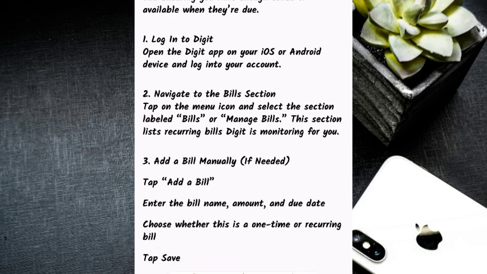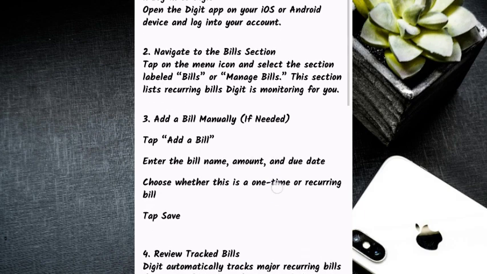You could also add a bill manually if needed. Just tap Add a Bill, enter the bill name, amount, and due dates, and then you're going to choose whether this is a one-time or recurring bill, and then tap Save.